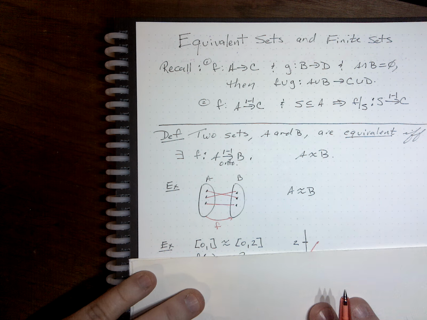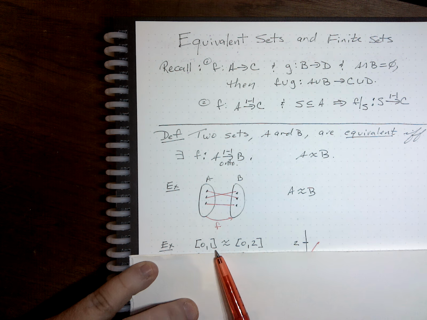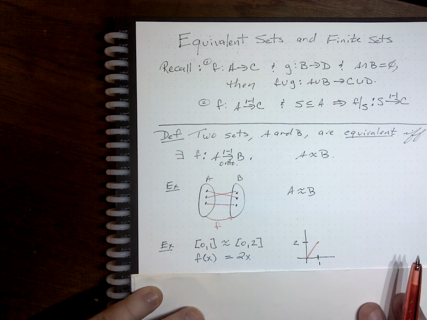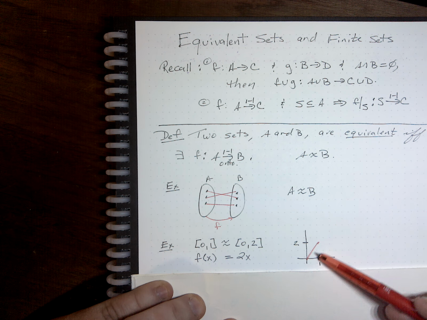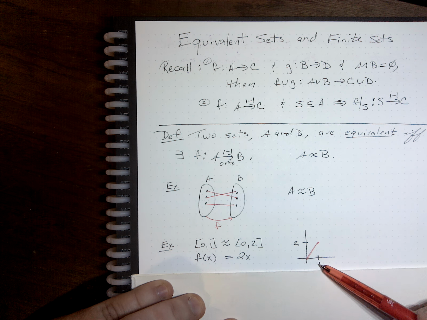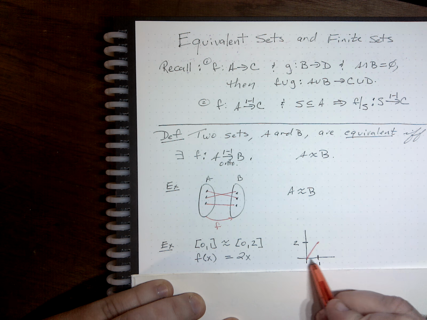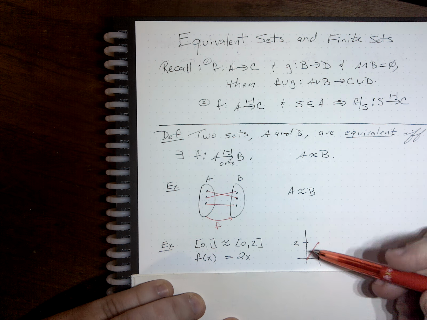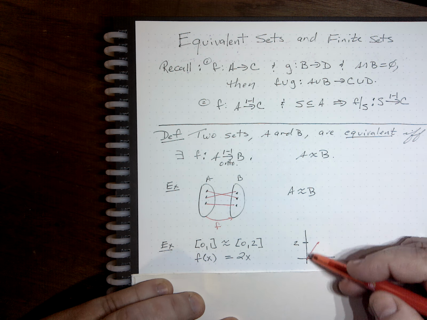Let's look at something that's not finite: the interval (0, 1) and the interval (0, 2). If I look at the function f of x equals 2x, this is a 1-to-1 onto mapping from the interval (0, 1) to the interval (0, 2). So in terms of equivalence, we say that this set, interval (0, 1), is the same, where same is equivalent, to the interval (0, 2).